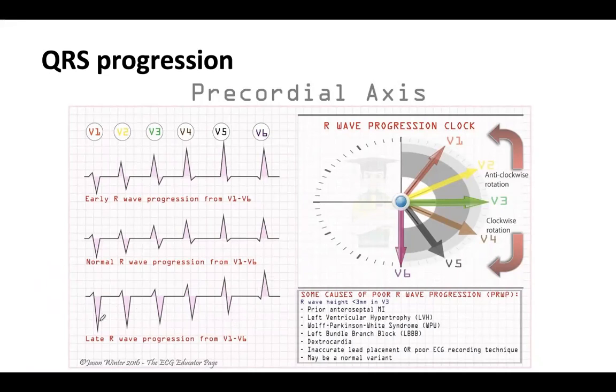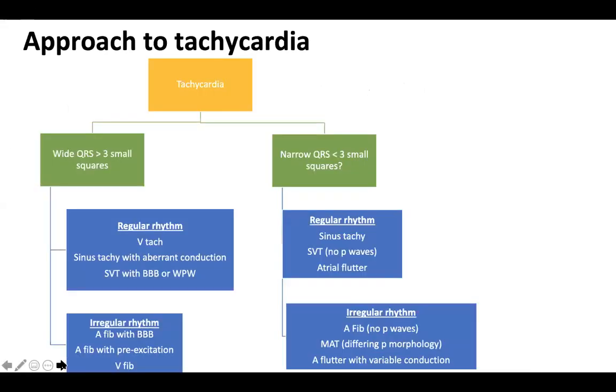Or actually, this is late R wave progression. So it's staying the same size and then only very late becoming larger than the S wave. This is normal R wave progression, and this is early R wave progression where the R wave is becoming really big really early on. You don't need to know the details of this. You just need to know that there are some causes of poor R wave progression, which can be here in the bottom. And remember, it can also just be a normal variant.